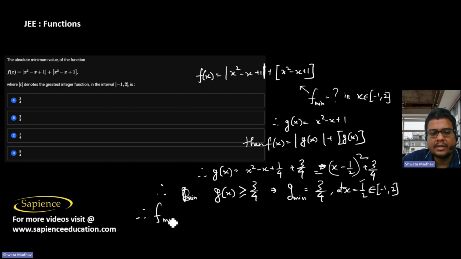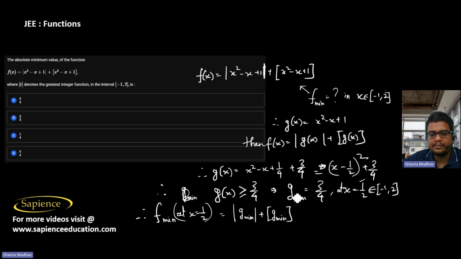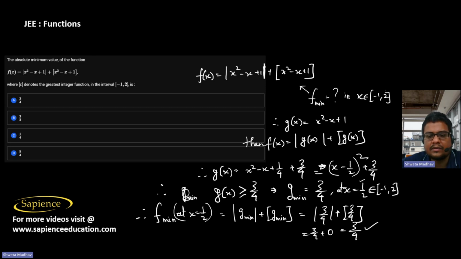So therefore the absolute minimum value of the function f will be at x equal to half only. So that will be equal to the absolute value of the minimum value of g plus the greatest integer of the minimum value of g. So this will be absolute value of 3 by 4 plus bracket of 3 by 4. So this will be 0 only. So this is 3 by 4 plus 0, that will be equal to 3 by 4. So 3 by 4 is the absolute minimum value of this function. So option A is the correct answer.